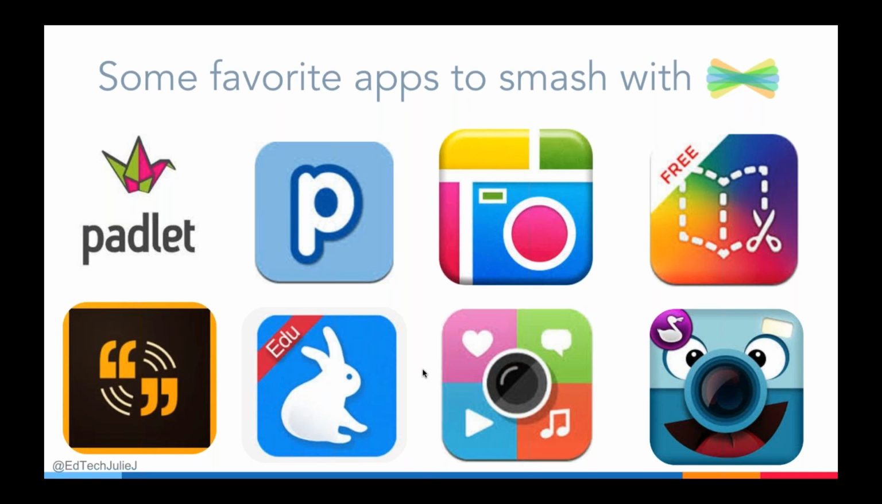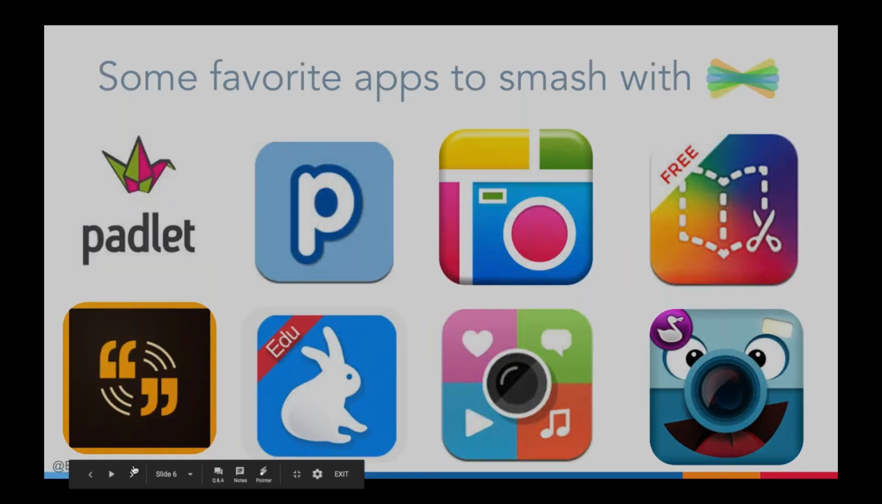So on the top row, left to right, you can see Padlet, Poplet, PicCollage or PicKids, and Book Creator. And then on the bottom row, left to right, it's Adobe Spark Video, Shadow Puppet, ThingLink, and Chatterpix. And the reason I put the icons there is because that way, if you're looking for them in the App Store, you'll know you have the right one when you see that icon that looks similar.